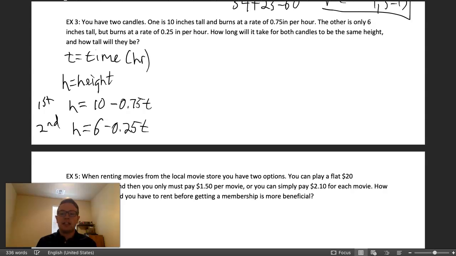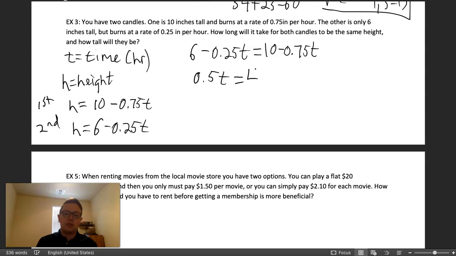Right. Now looking at this, again, substitution might be the best way to go. We could graph these, or we could do substitution because we have 2 different variables for h. We can just set each of these equations equal to each other. So we see that we have 6 minus 0.25t will be equal to 10 minus 0.75t. Once we get everything to our different sides, we'll end up with 0.5t on this side from adding, and when we subtract 6 over, we'll get 0.5t is equal to 4. Throw that into our calculators. We'll find out that our time will be 8 hours.